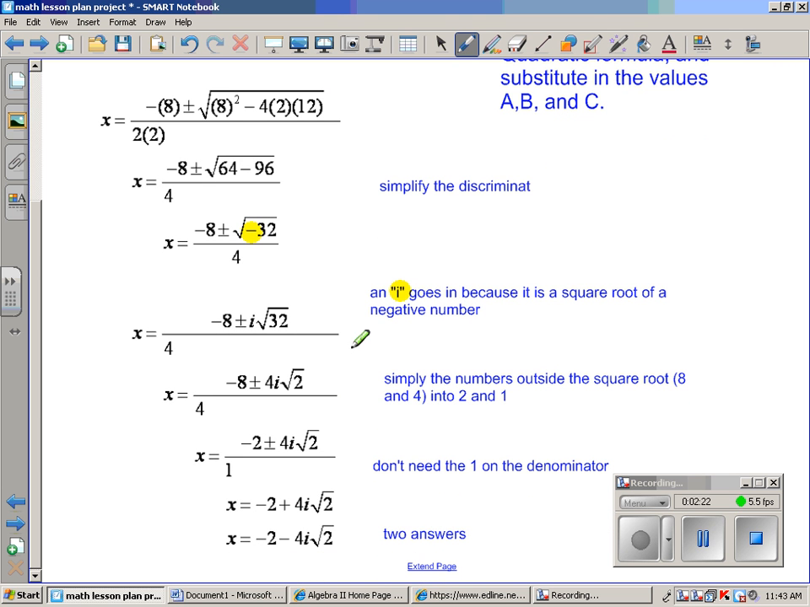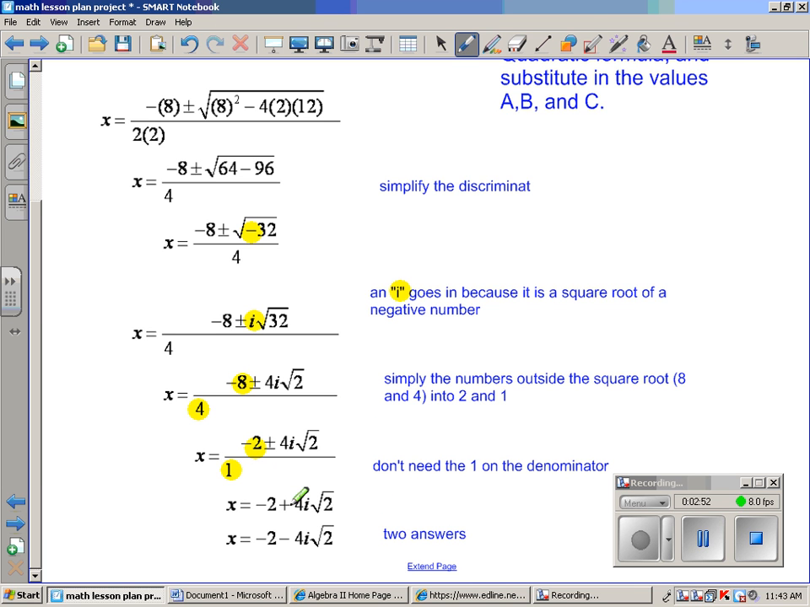The i goes in because it is the square root of a negative number, so you put the i out in front. When you simplify the square root of 32, it ends up being 16 times 2, and 16 is a perfect square, so you put 4 on the outside with the i, and 2 on the inside, because 4 squared, 16, times 2 equals 32. Then, since you can simplify 8 and 4 into 2 and 1, you don't need the 1 in the denominator.